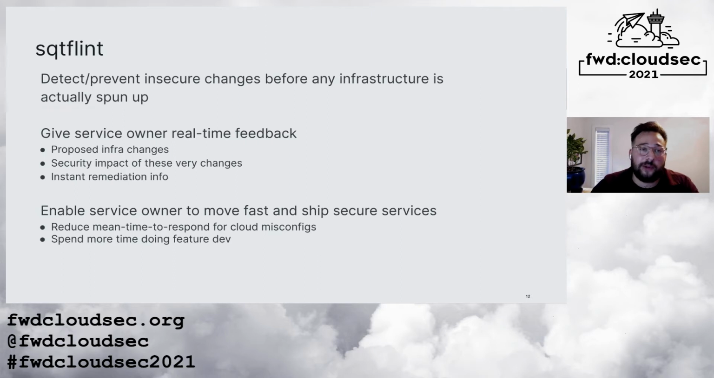When creating and deploying SQTF lint, these are some of the things we were trying to accomplish. For one, misconfigured resources should never become real resources. They should be detected and prevented before the infra is actually spun up. And two, we want to make this usable by giving engineers as real-time feedback as possible into their changes, the security impact of their changes, and any remediation info. Ultimately, we want to reduce the overall friction of shipping secure services. Engineers should spend less time dealing with infrastructure and security issues and more time focusing on feature and application dev.